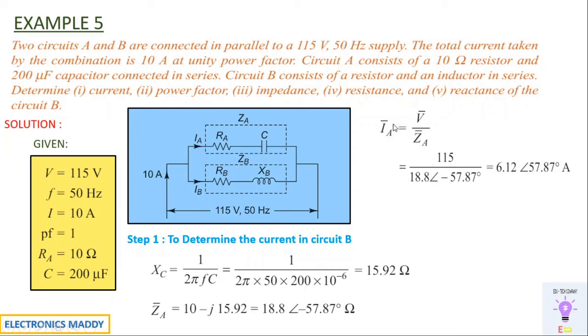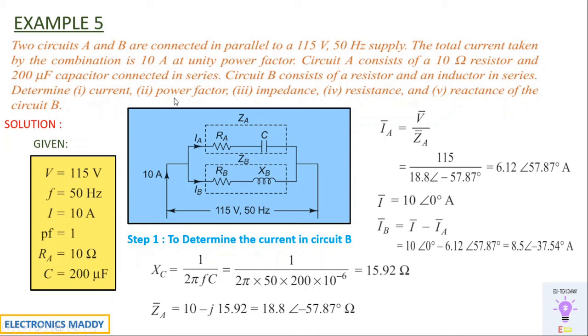The reason why we are finding IA bar is we need to find IB bar. So how do we do it? We know I bar. So I bar is equal to IA bar plus IB bar. So IB bar can be written as I bar minus IA bar, isn't it? So substituting the values of I bar, that is 10 at an angle of 0, minus 6.12 at an angle of 57.87, you'll be getting 8.5 at an angle of minus 37.54 amps. So we have found out the current with respect to circuit B.